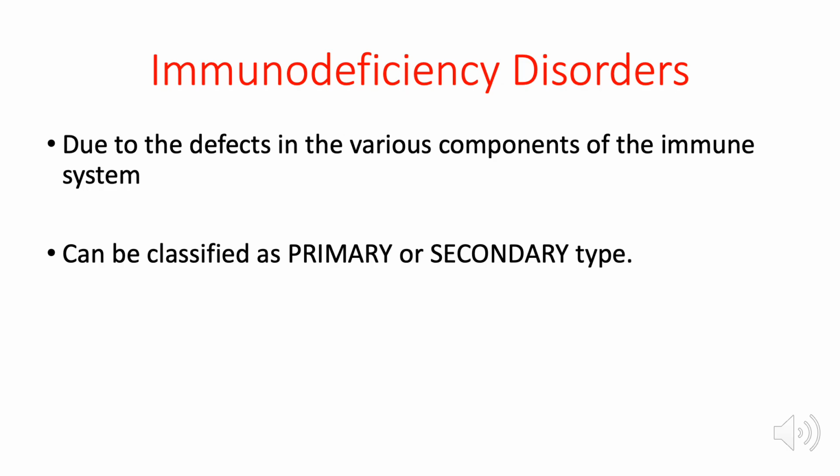Immunodeficiency disorders would particularly involve certain components of the immune system. What do I mean by that? There are immunodeficiency disorders affecting the phagocytes only. There are immunodeficiency disorders that are affecting T cells only, B cells only, or there are immunodeficiency disorders that can affect both T cells and B cells. But the point is, immunodeficiency disorders can be a defect in one or two of the components of the immune system, and they can be classified as primary or secondary.